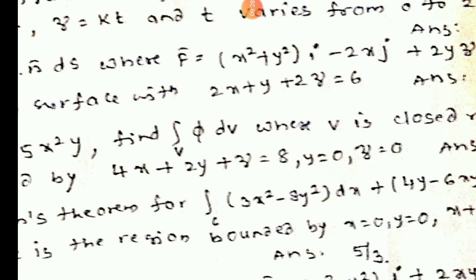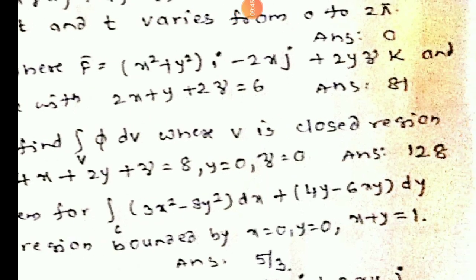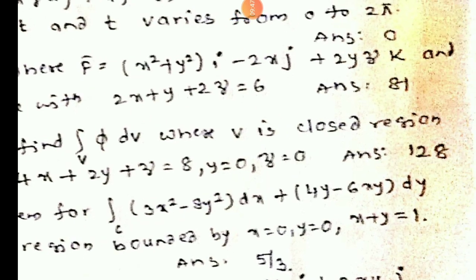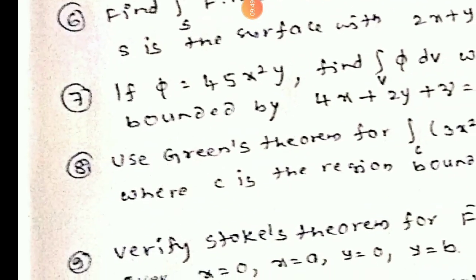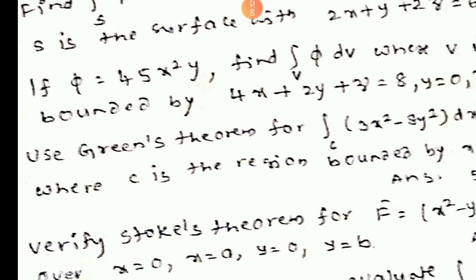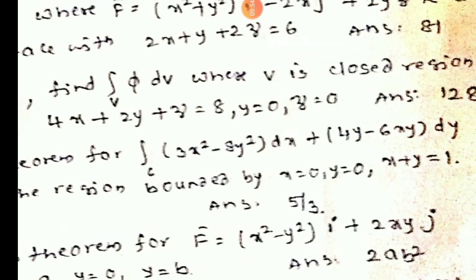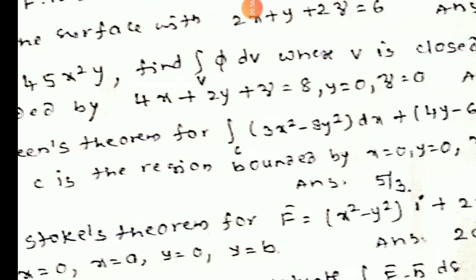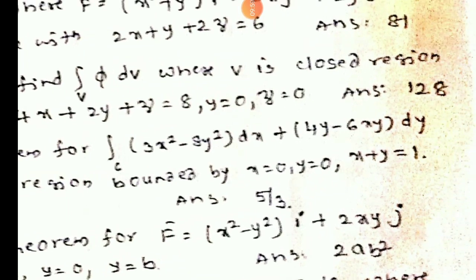From the equation 4x plus 2y plus z equal to 8, write down first z equal to 8 minus 4x minus 2y. The z limits are 0 to that value. Substitute z equal to 0, you will get the y limits. Next y equal to 0, you will get the x limits. Do the triple integration, the answer is 128. Right? Now you are using Green's theorem. A problem is given: use Green's theorem to find this value, where C is the region bounded by x equal to 0, y equal to 0, x plus y equal to 1.